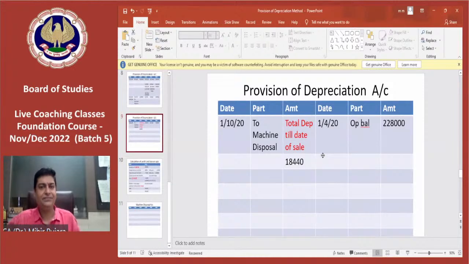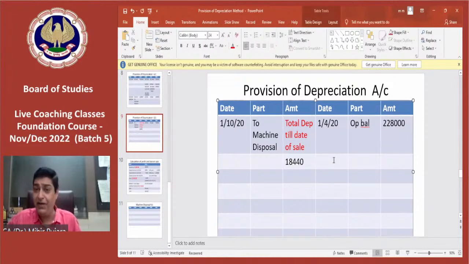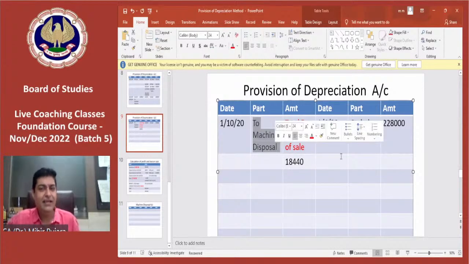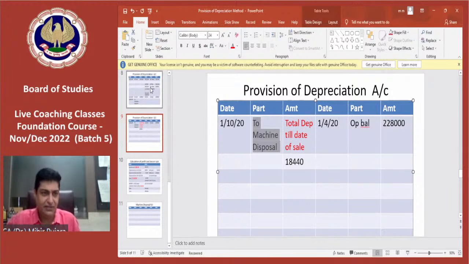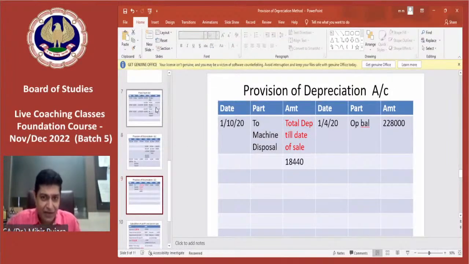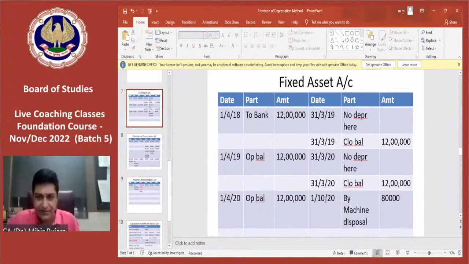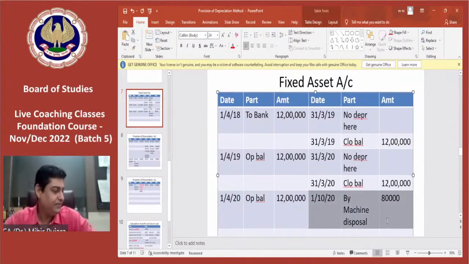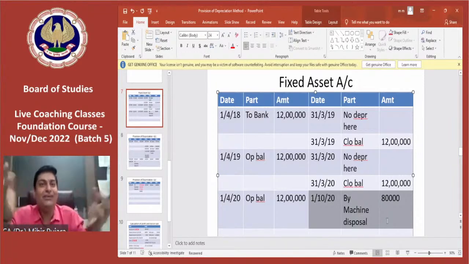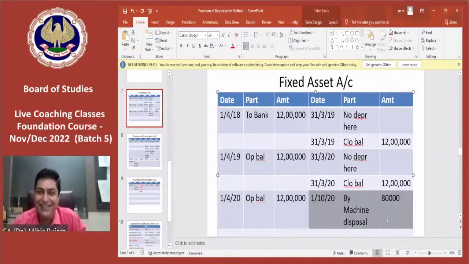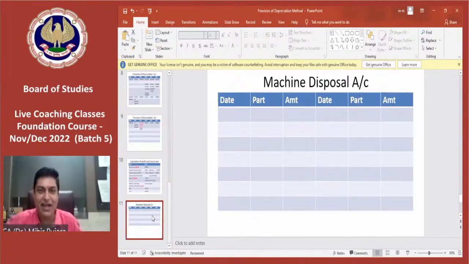Now the important point. After the reversal, where did this go? It is transferred to machine disposal. So 80,000 is transferred to machine disposal. Depreciation is also transferred to machine disposal. Why machine disposal? Because we want to find out profit and loss. So I can prepare the machine disposal account now.